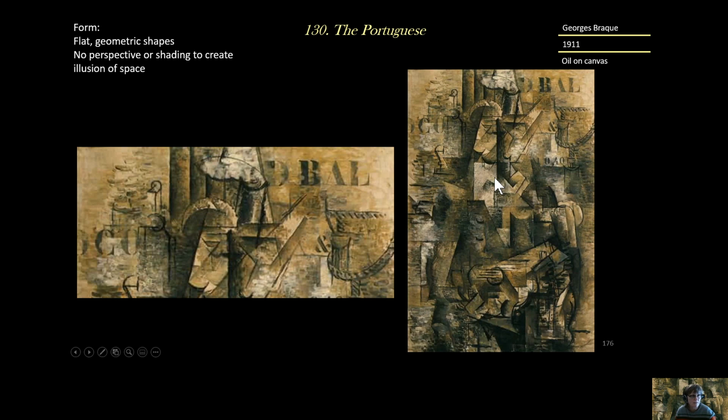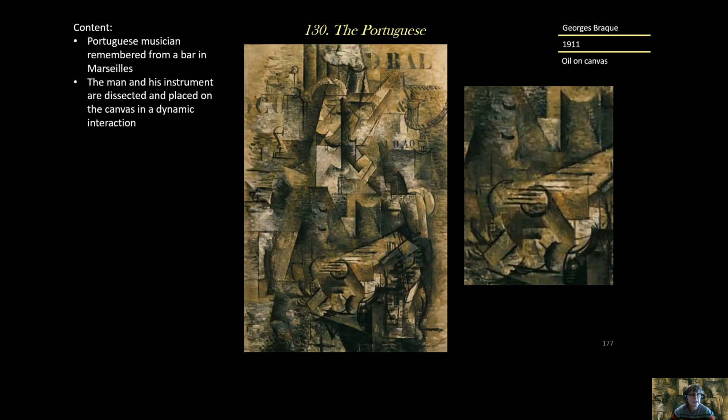There's no perspective or shading to create the illusion of space. So this is really breaking with traditional art. In our Renaissance pieces and since then, artists have been showing us a piece and then showing us depth even beyond the piece. So that is not at all the goal here. Georges Braque didn't want people to see painting as like a window. Instead, he wanted us to observe the canvas itself.